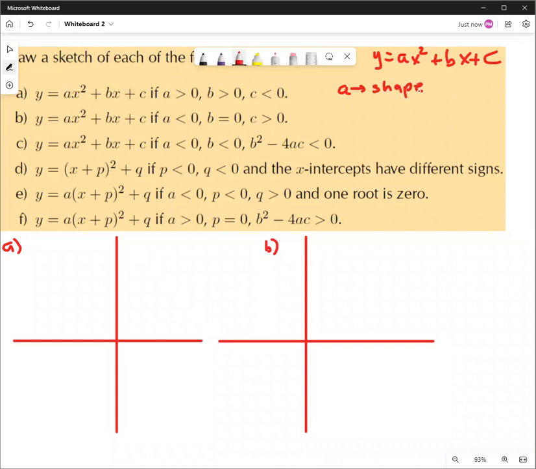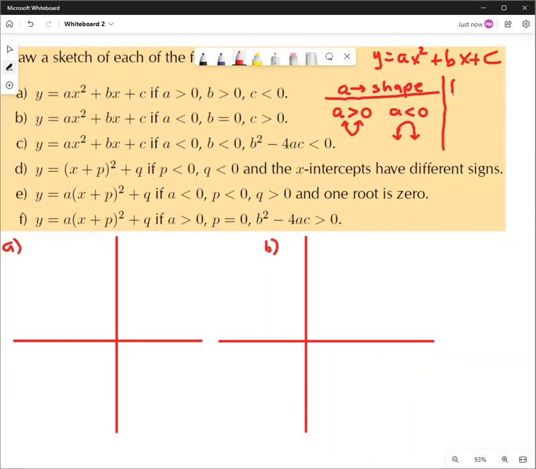If a is greater than 0, if a is positive, then your graph is facing up. If a is less than 0, meaning negative, it means your graph is facing down. So a tells you the shape of the parabola, how it's facing. And then let's talk about b now.